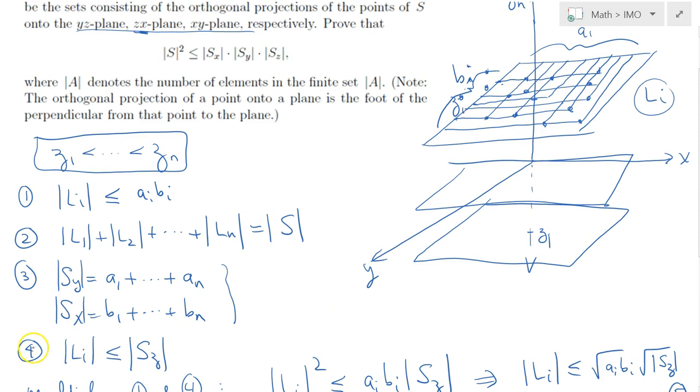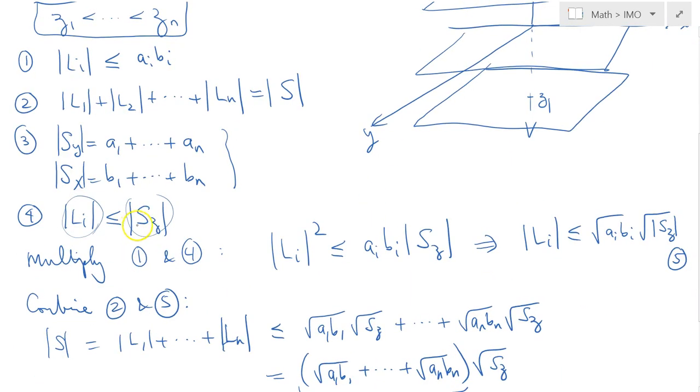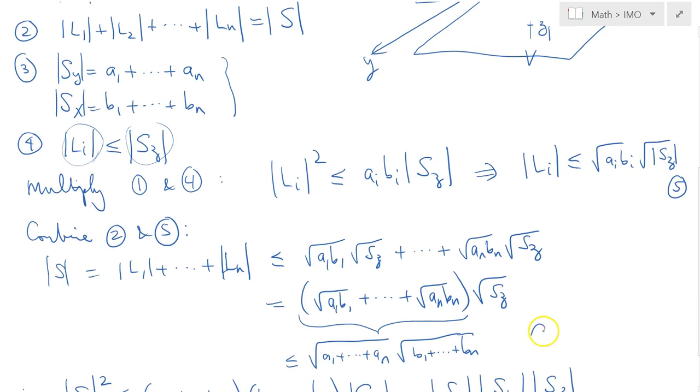And finally, in step 4, we just took an orthogonal projection of the points on layer L sub i onto the xy plane. Now, the projections of all the points in the set S onto the xy plane was S sub z. Obviously, the projection of the points on layer L sub i onto the xy plane would have fewer elements, would be smaller. Finally, we combined these observations and also made use of the Cauchy-Schwarz inequality.